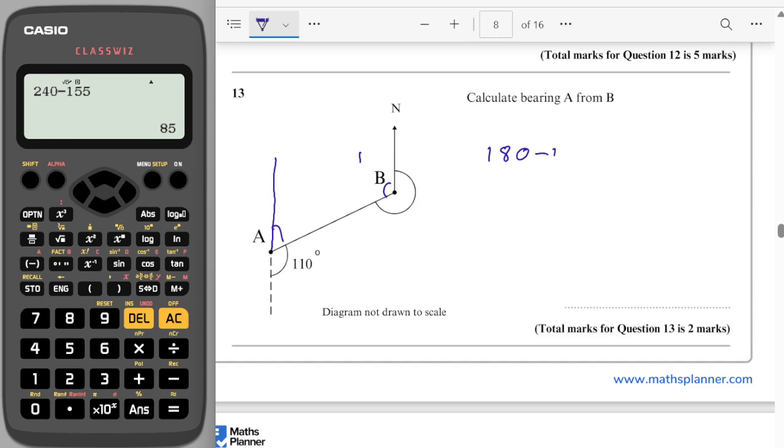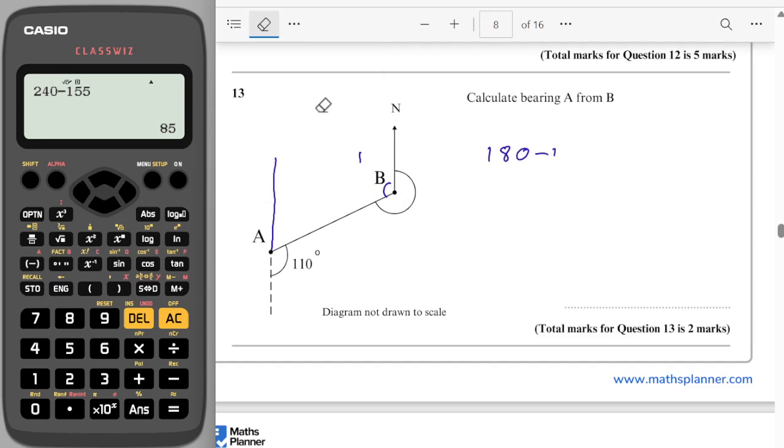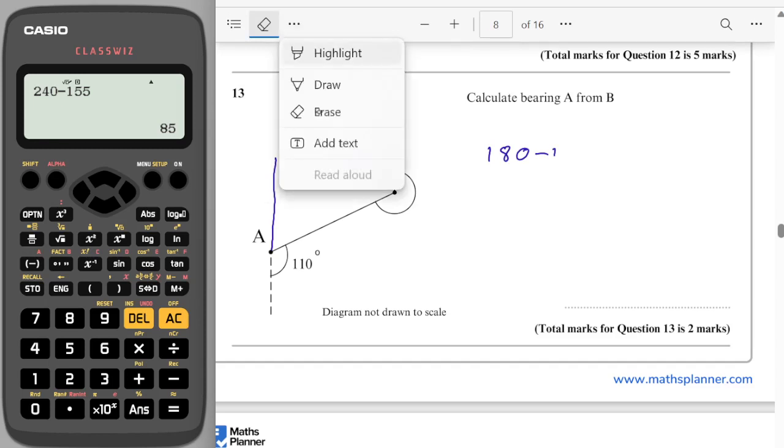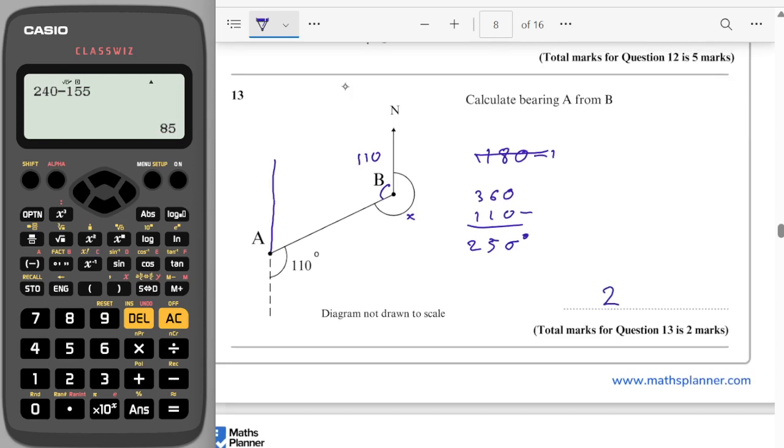Actually, now let me change tack with this. So we don't want that angle. We want the angle that's shown. So we want this angle here. So angle B is going to be equal to 110. So this angle here would be 110. So 360 minus 110 is going to be equal to 250 degrees. So we're looking at 250 as our bearing.